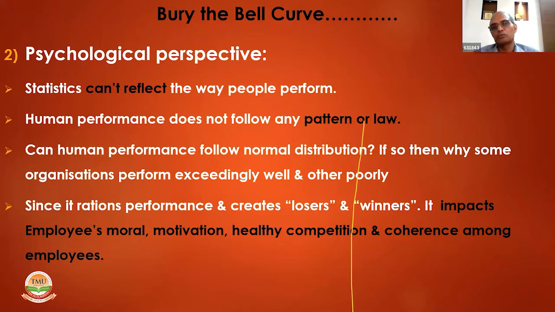Now let's look at the psychological perspective. Statistics cannot reflect the way people perform. People are very complex. People have different drives, different motives, different skills and knowledge sets. So you can't have a normal distribution coming out of people's performance. It cannot. Similarly, since you ration the performance of employees as losers and winners, it has great implications on them: their morale and motivation suffer. There becomes an unhealthy competition within the organization, and coherence within the team also suffers.